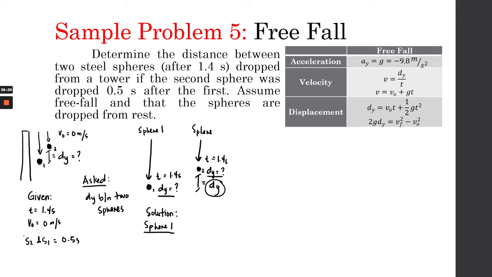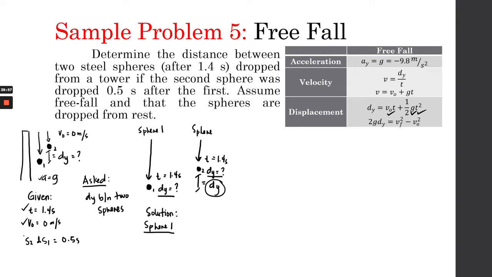So the initial velocity of sphere 1 is 0 meters per second, and the time is 1.4 seconds. Remember as well, for free fall problems, our acceleration would always be g. So we know the acceleration, we know the time, and we know the initial velocity. And from here, we are basically solving for dy, the distance traveled by sphere 1. We have this first equation because we have the g, the time, and the initial velocity.